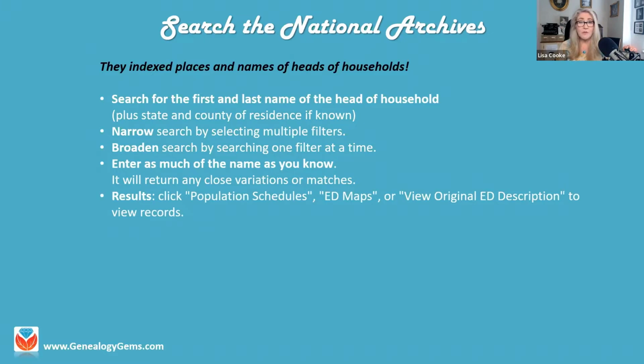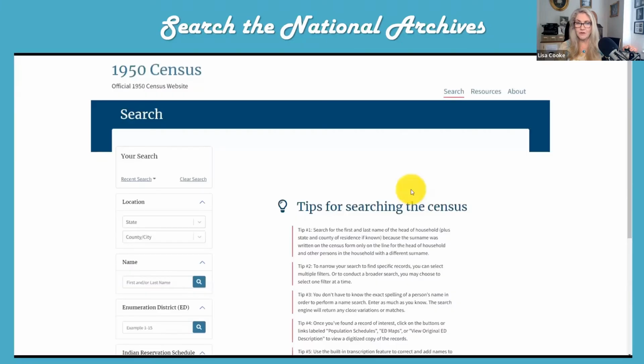And then once you get your results back, you've got a couple different options. You can click through to the population schedules themselves. The ED maps, which we talked about, you can also find through Steve Morse's website, and also the original ED description. This is very little used, but I'm going to show you why it's so important.